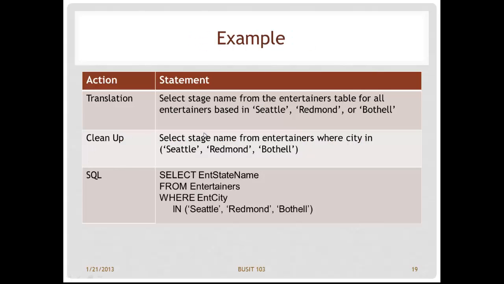Here's an example. We want to know the stage name of all the entertainers who live in Seattle, Redmond, or Bothell. I could write this Seattle or Redmond or Bothell. What happens there is that you start forgetting the ors as you get about 5 or 6 deep. And so an easier way to write it is in Seattle, comma, Redmond, comma, Bothell, comma, Woodinville, whatever. So the in is going to test your value against everything that's contained within that set.